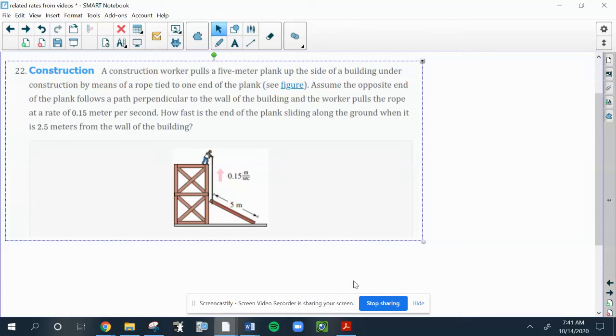Okay, here's another related rates problem. So take some time to read this. There's this guy pulling this plank up this wall.